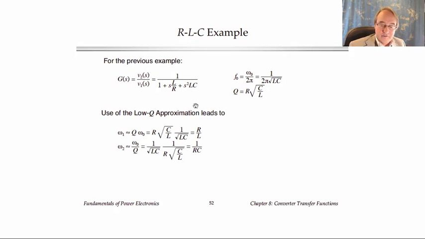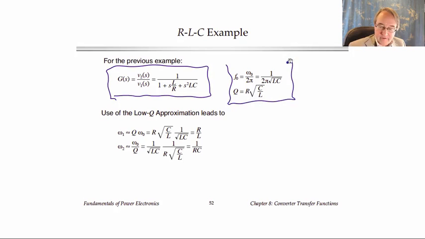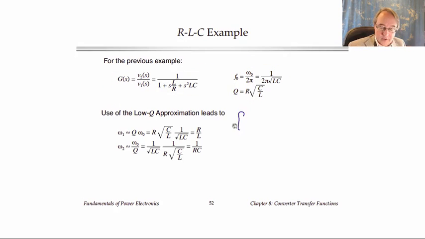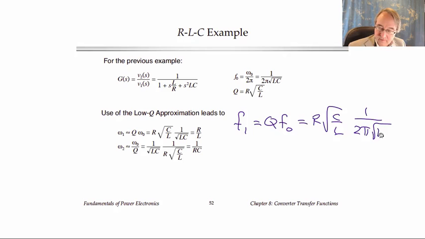Back to our RLC example. Here was our original transfer function, and here are the expressions that we had for f naught and Q. So f1, we said, would be Q times f naught. So Q is R root C over L, and f naught is 1 over 2 pi root LC. So the root C's cancel, and what we get is R over 2 pi L. It's a nice simple expression.